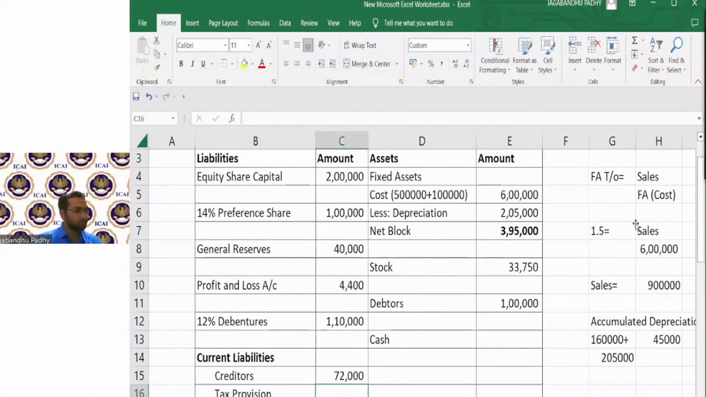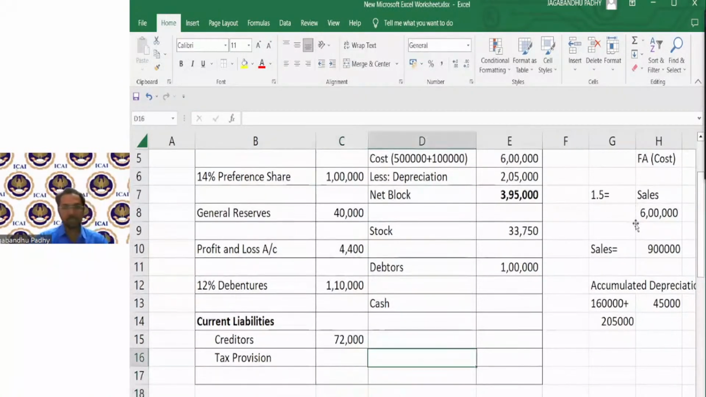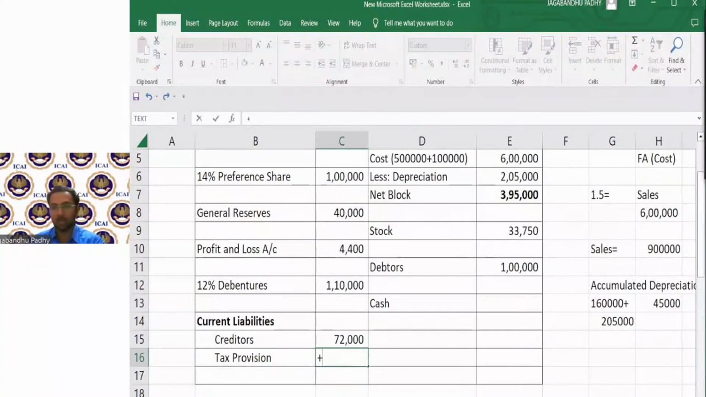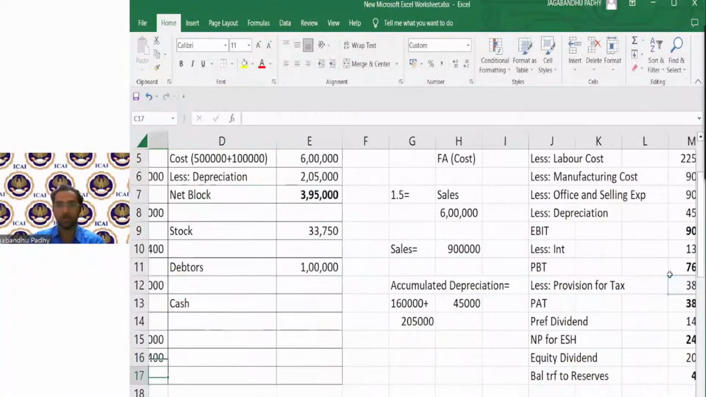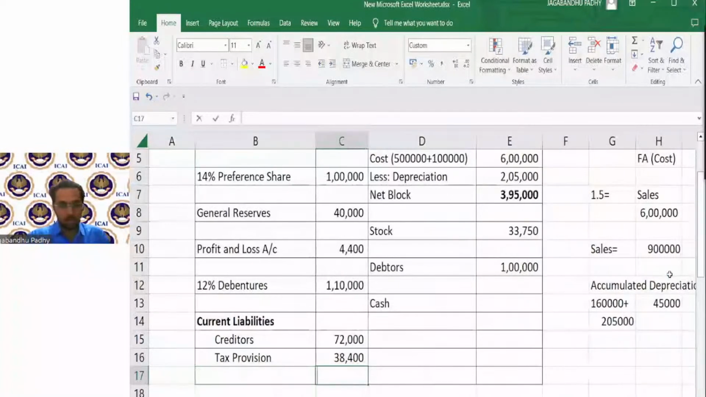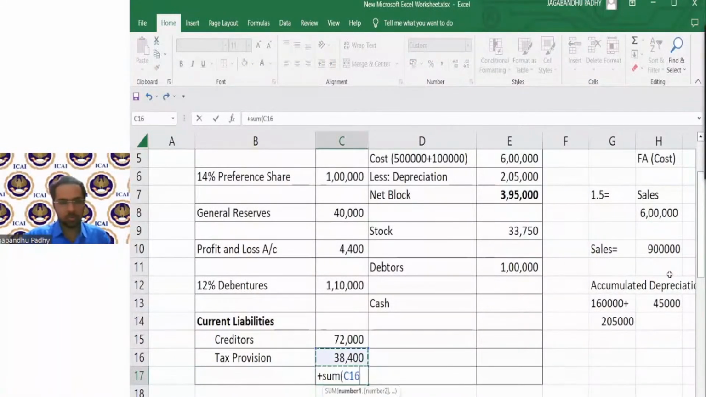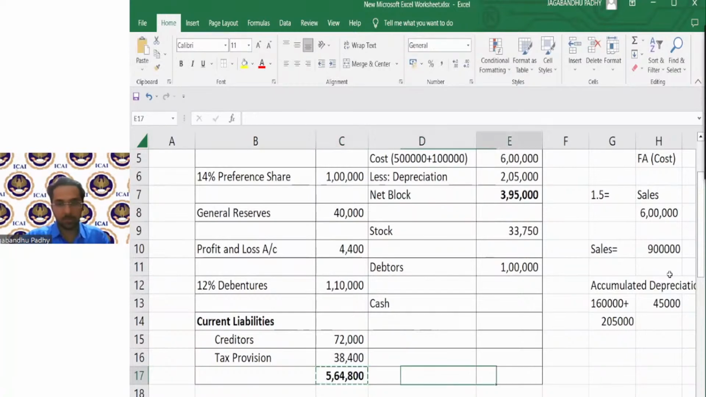Tax provision, of course, we can get from the P&L because that's the provision for tax. And ideally, we know this should tally, but right now it won't, since it's a calculated thing.